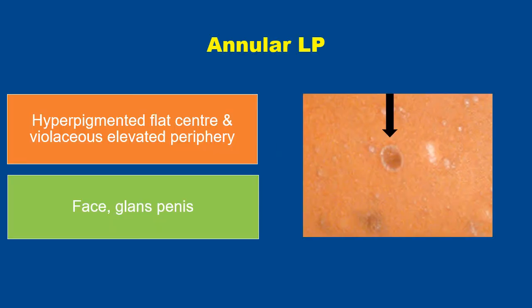Lichen planus can present in a variety of ways. The following are the variants of Lichen planus. First, annular Lichen planus. The patients present with hyperpigmented flat center and violaceous elevated peripheral lesions. The lesions may involve the face and the glans penis.